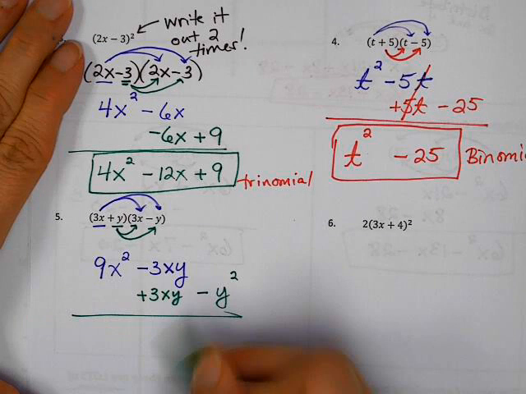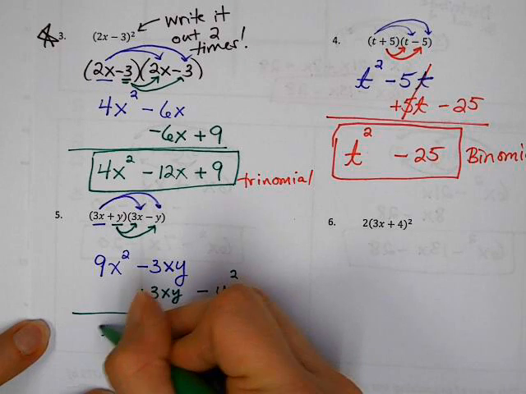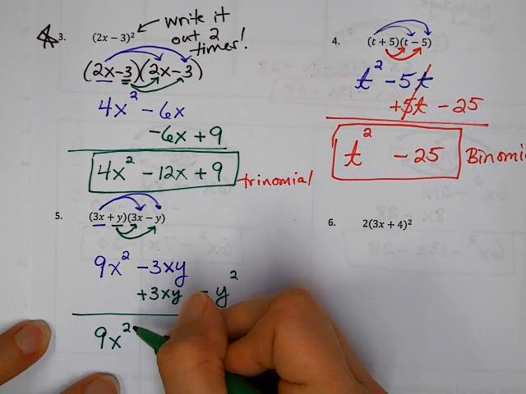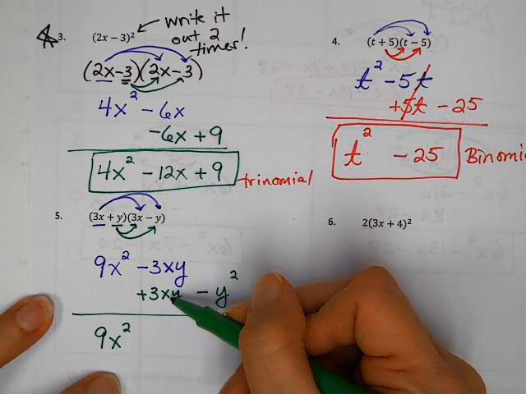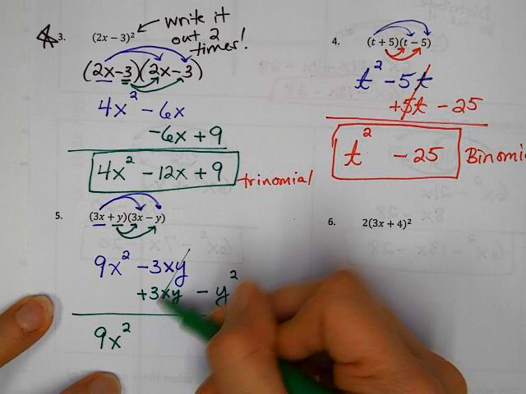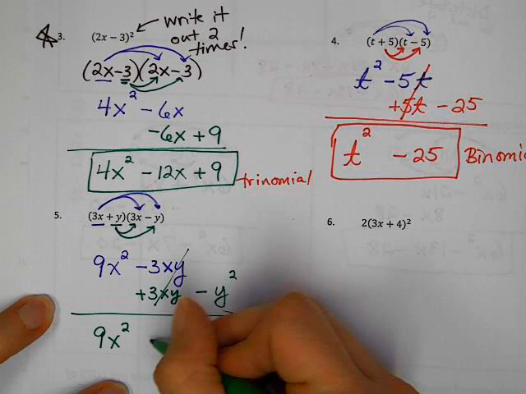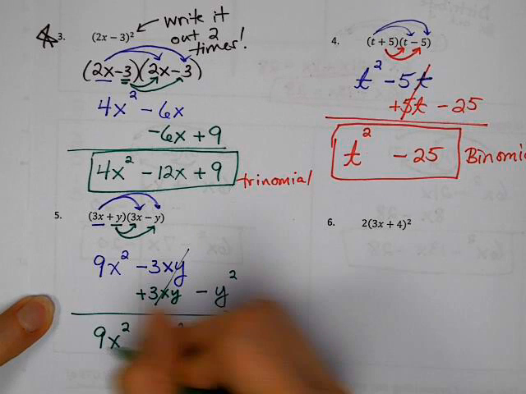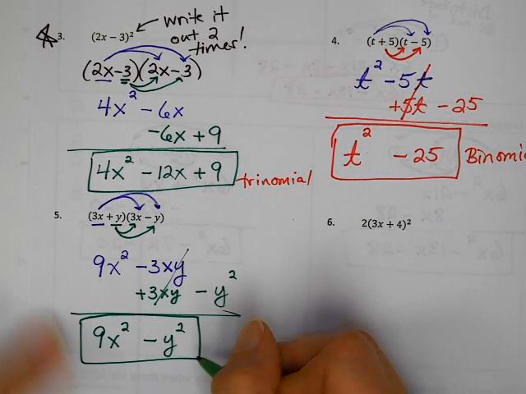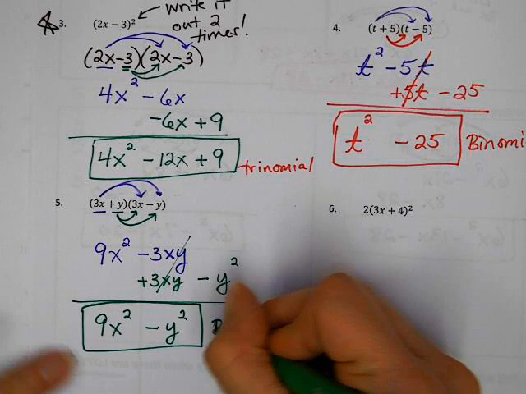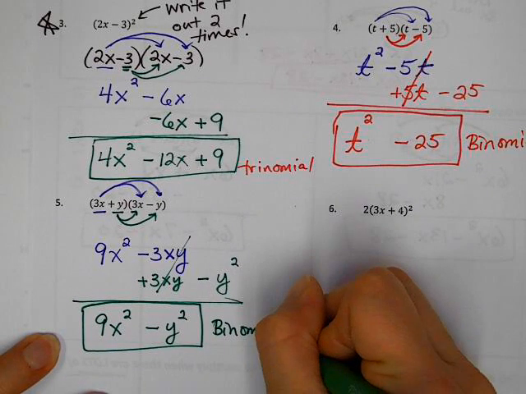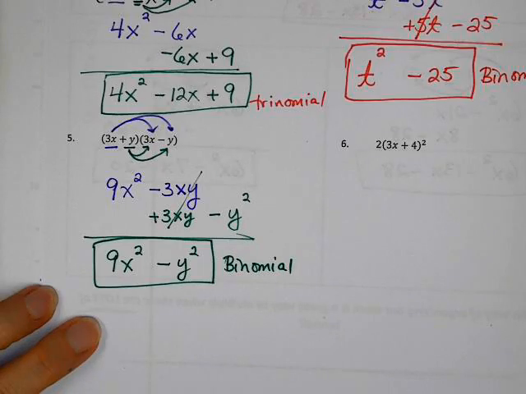Okay, the like terms are already stacked up. We have 9x squared, positive 3xy, and negative 3xy. So those just totally cancel out. Minus y squared. Look at that. We have a binomial again. A binomial.